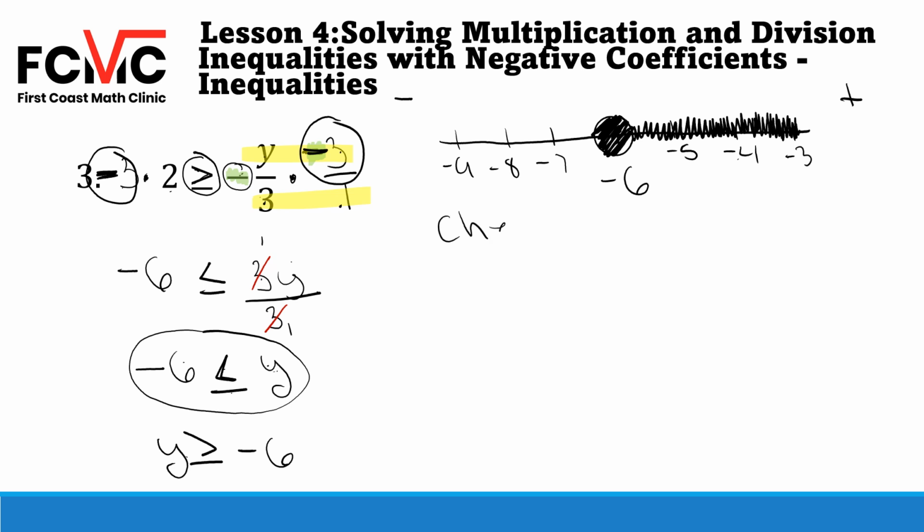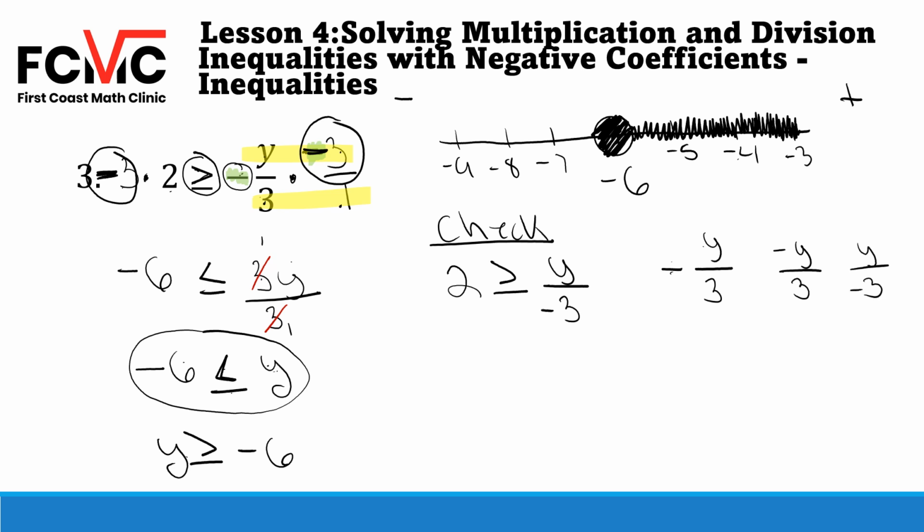And then for our check, let's pick a value that we can substitute into the original inequality. 2 is greater than or equal to y over, I'm going to attach that negative value to the denominator. Now, remember, just a little piece of information, if we have a fraction like this, negative y over 3, I can basically move that negative up to the numerator or move the negative to the denominator. I can manipulate that negative as I want just to make my math a little bit easier. I'm going to move the negative to the denominator to make our division a little bit easier.